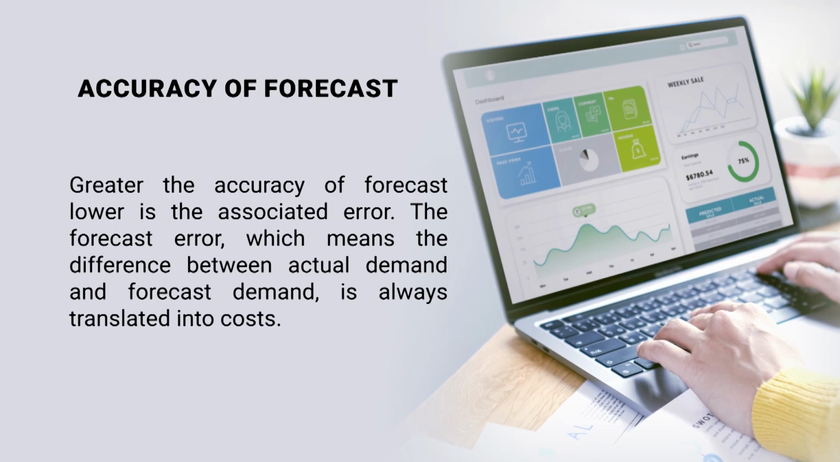The forecast error, which means the difference between the actual demand and forecast demand, is always translated into cost. If the actual demand is much more and the forecast is for less, then there will be a stock out cost. Again, we have to procure the raw materials, so definitely the cost is incurred.